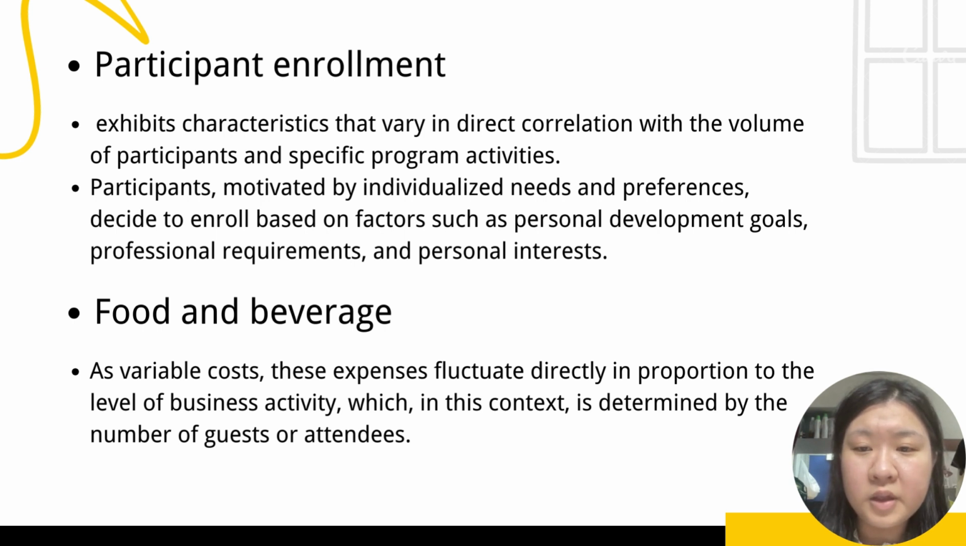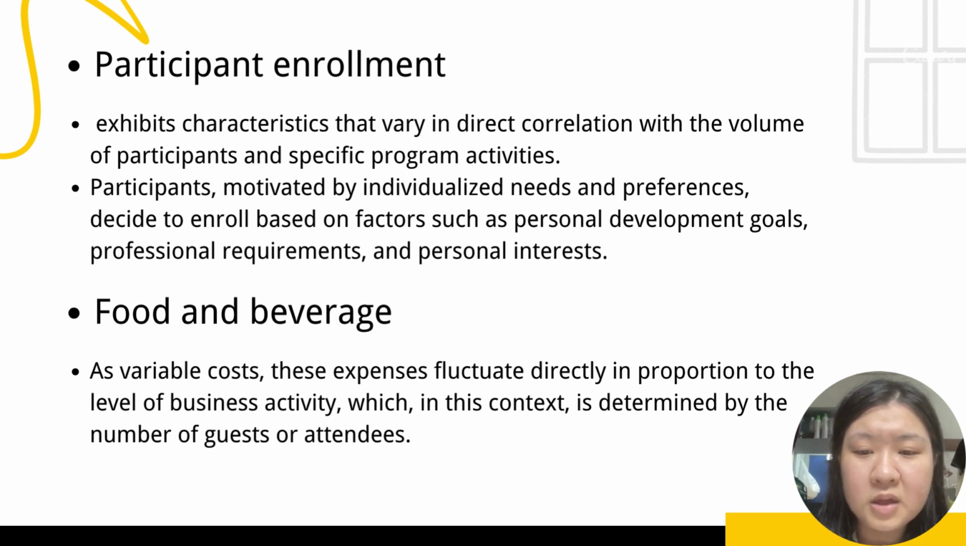The first one is participant enrollment. It exhibits the characteristic of varying in direct correlation with the volume of participants and specific program activities. Participants are motivated by individual needs and preferences, and decide to enroll based on factors such as personal development goals, professional requirements, and personal interest.